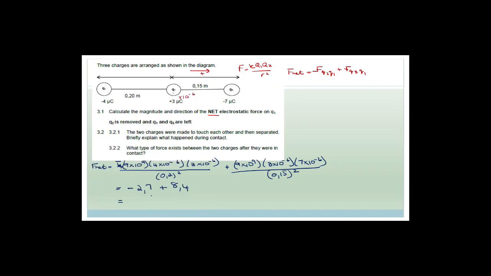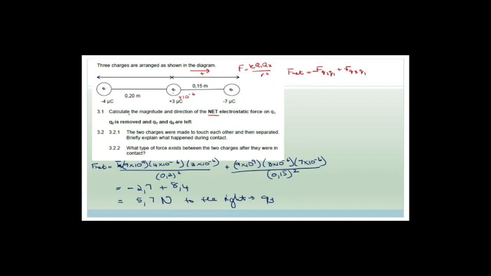8.4, which is going to be 4 minus 7 is 7, 7 minus 2 is 5. So it's going to be 5.7 newtons to the right. Okay, towards Q3, towards Q3. Right, okay, that's interesting. Right, now let's move on.